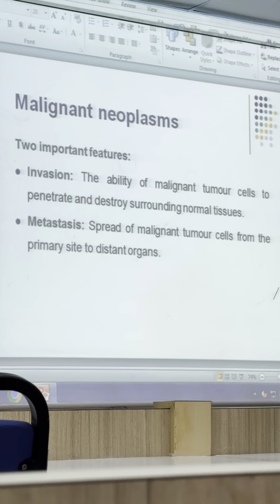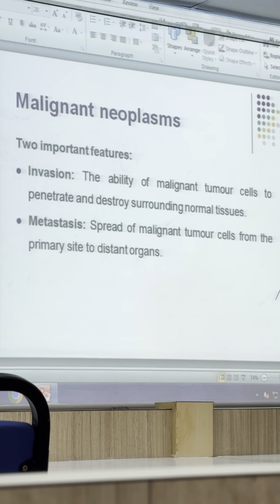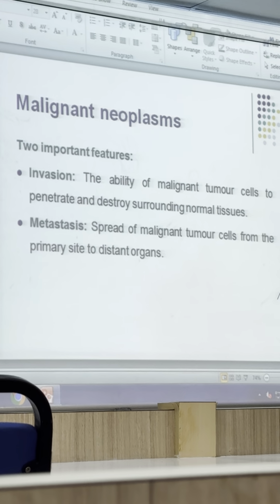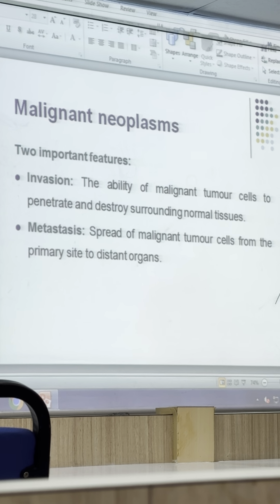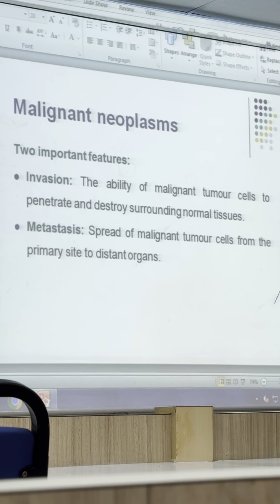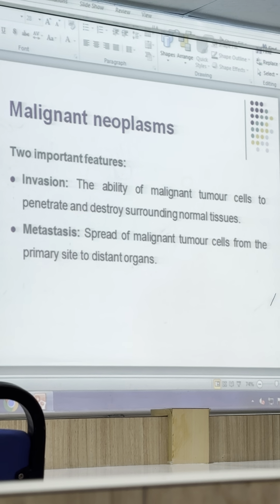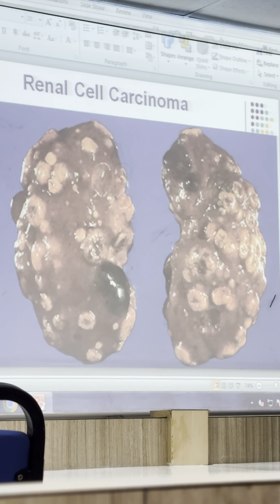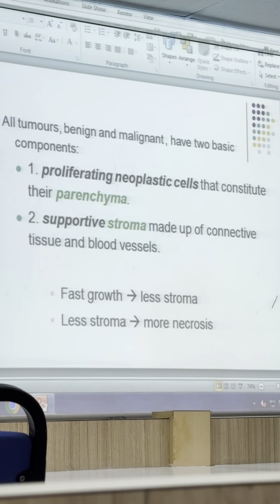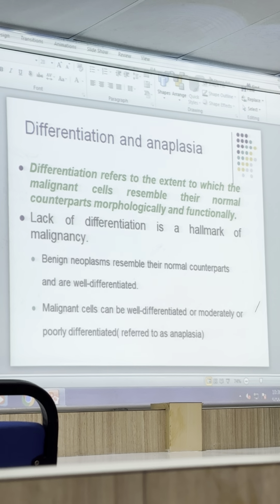Differences between the two I told you. Features of malignant and benign, mainly the malignant part. Invasion, metastasis, very important. Anaplasia occurs in malignant tumors. So the names of the features are important. And lastly, what is important is the features distinguishing them. Please remember.